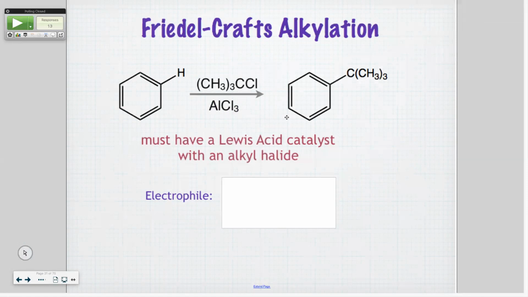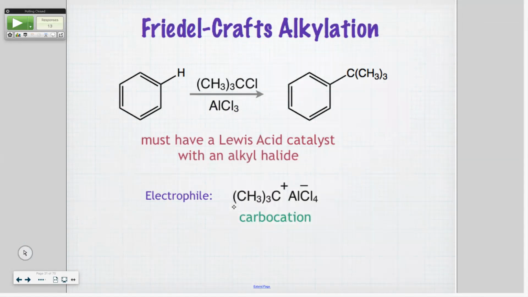Okay, here is your electrophile. It's a carbocation. Wants to be the most stable carbocation. Remember those little deals from last semester? Okay, we've even reviewed them already some this semester. Okay, so the next slide, we're going to do the mechanism.